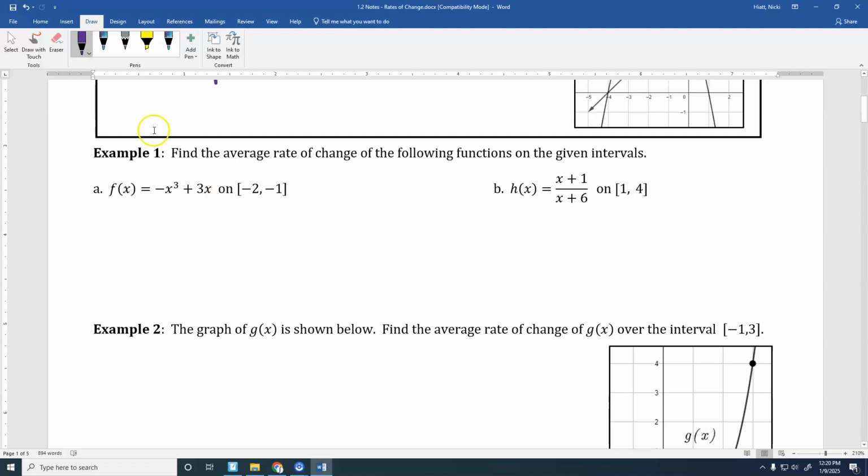In this case, they're asking us for the average rate of change on the interval from -2 to -1. So -2 and -1 is the interval I'm looking at. Those are both x values, right? In order to find an average rate of change, I need both coordinates, an x and a y coordinate. How do I find a y coordinate if I have the x?